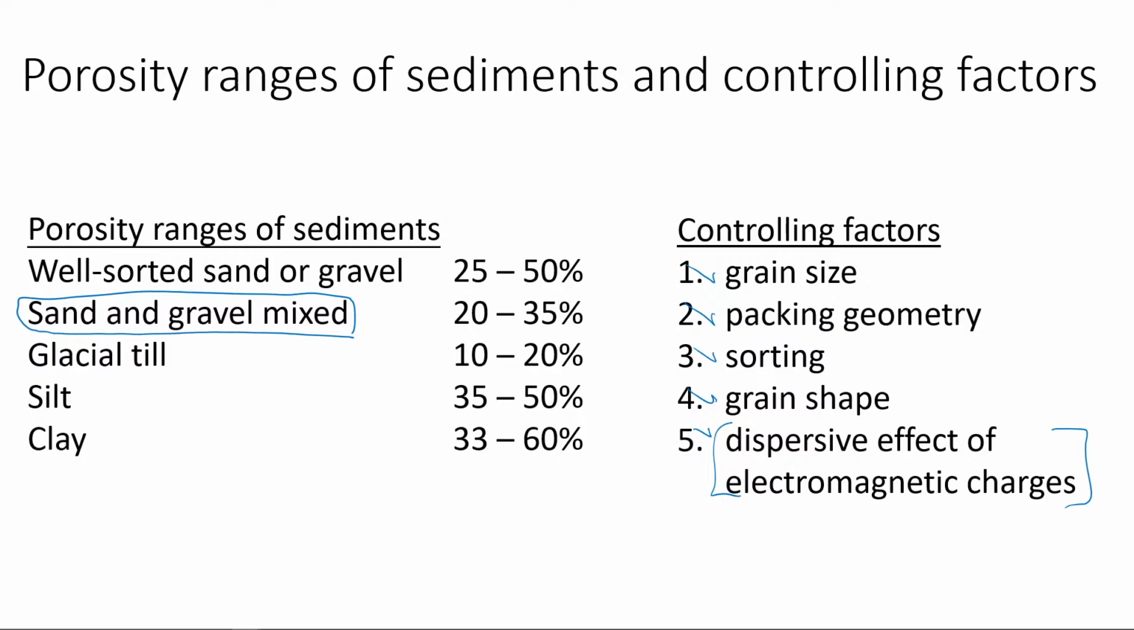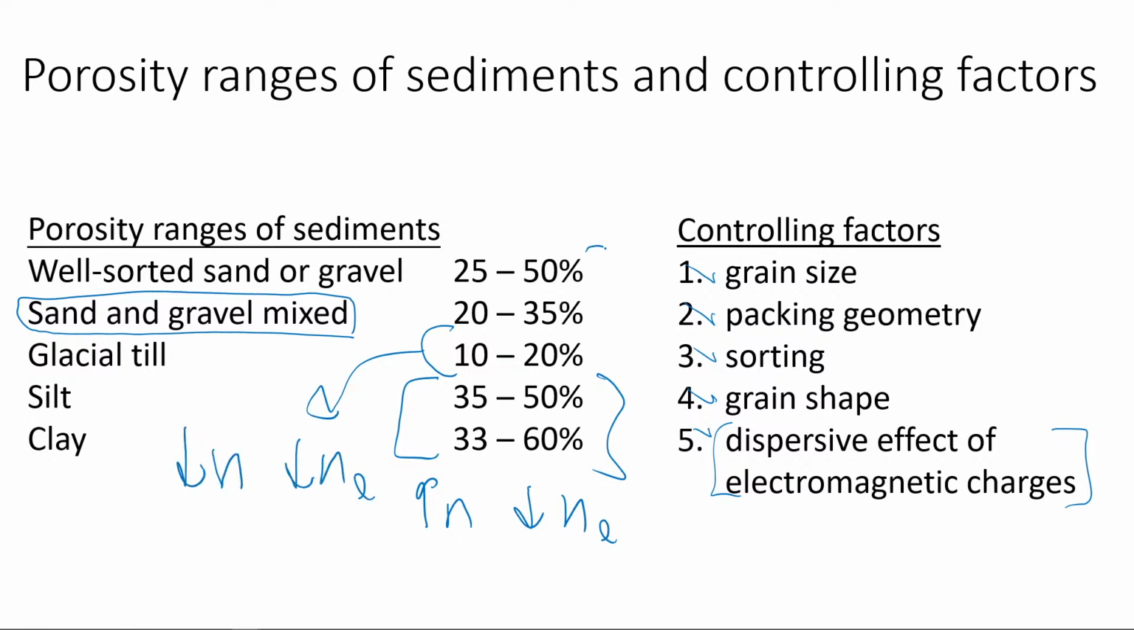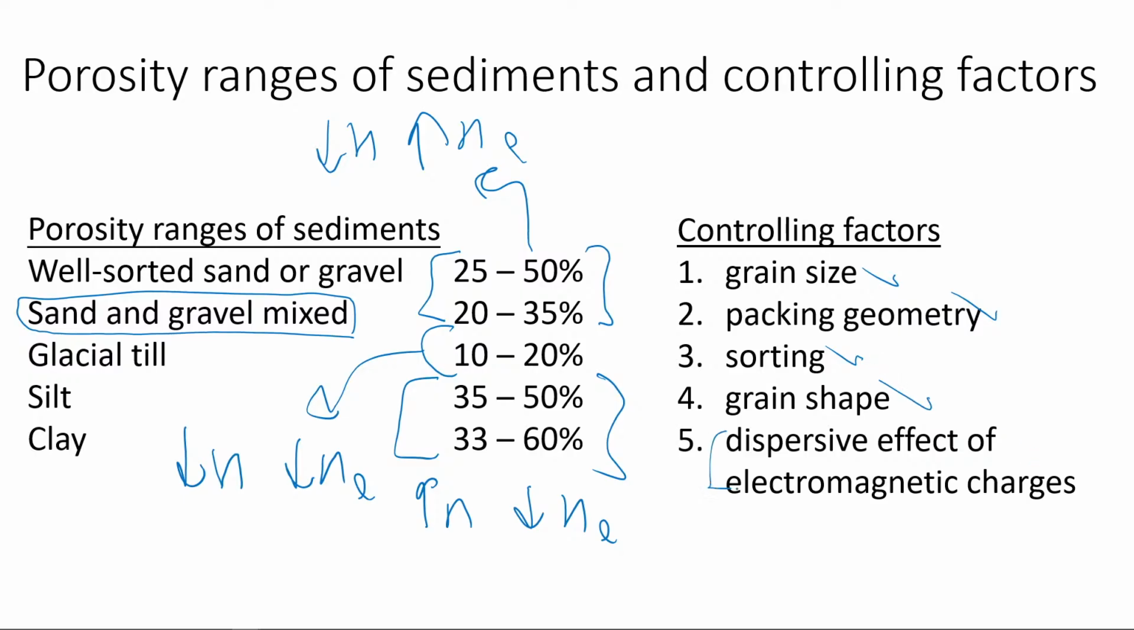But again, this one will have high porosity, but will have low effective porosity. This one, for example, has low porosity and also low effective porosity. This one is low porosity but high effective porosity. I mean low porosity compared to this one, yeah. So we will see what the factors are that control these things. These factors are grain size, packing geometry, sorting, grain shape, this and this one. So let's look at these factors one by one, yeah.